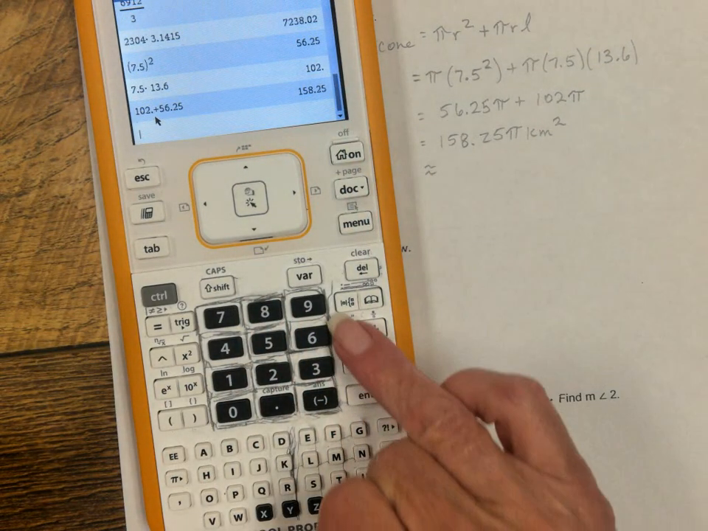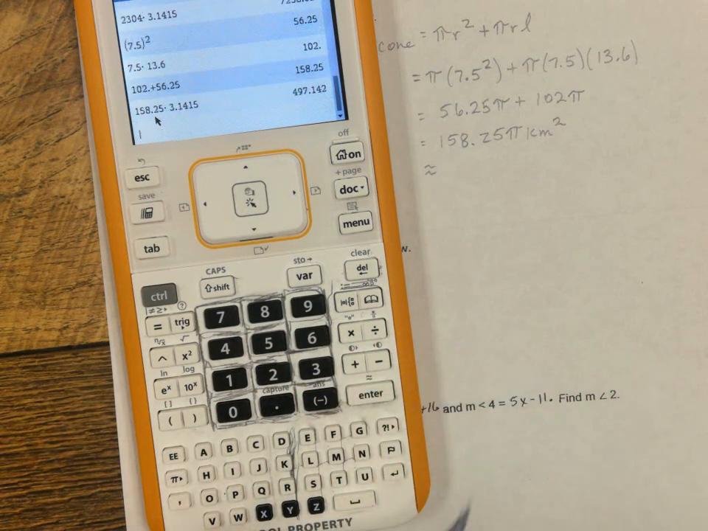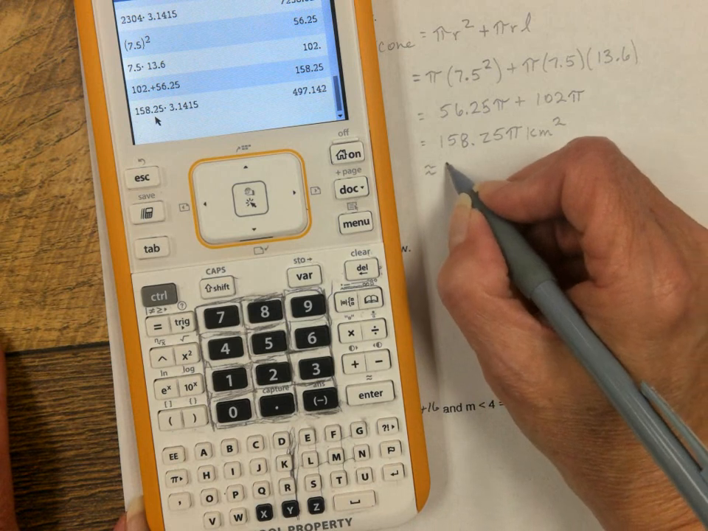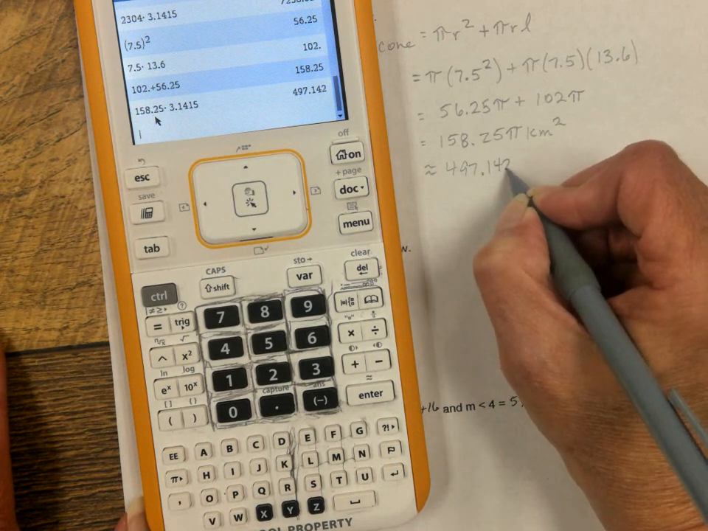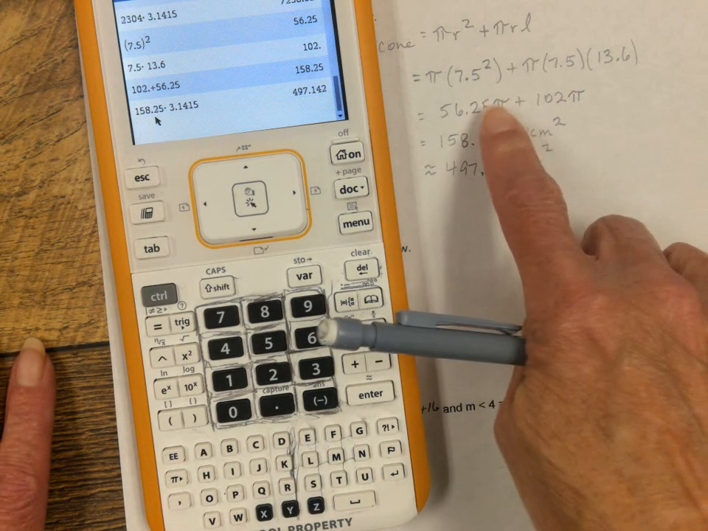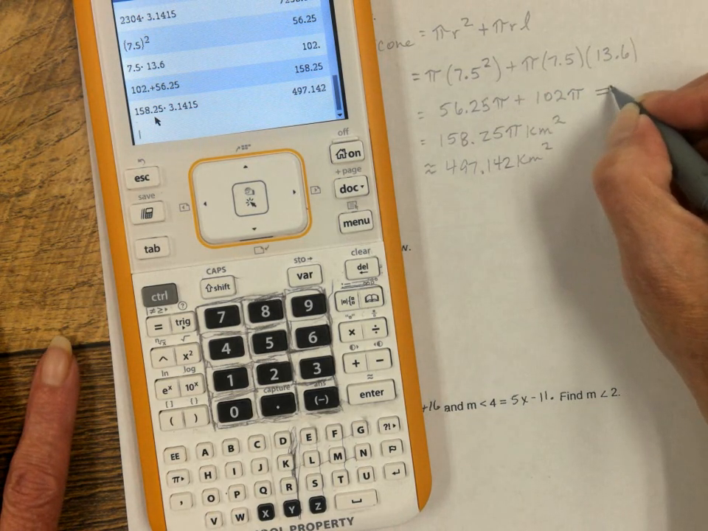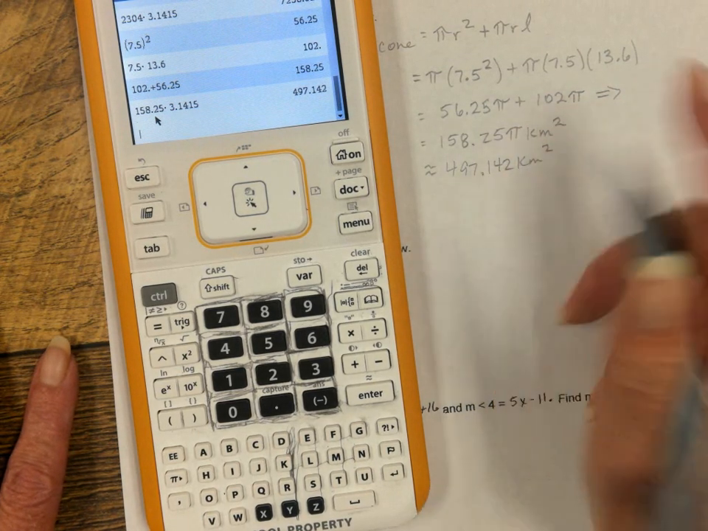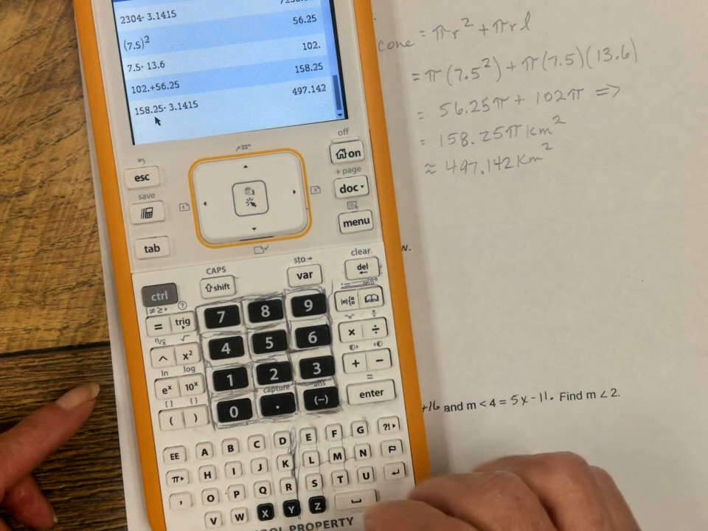So 158 times 3.1415 is 497.142, still kilometers squared. So now I'm going to go back up here and go to its equivalents, and if I add them up, I should get back to here. Okay, let's give this a shot.